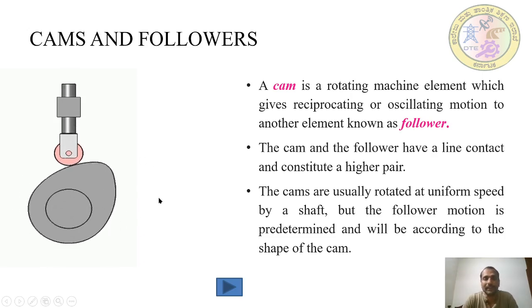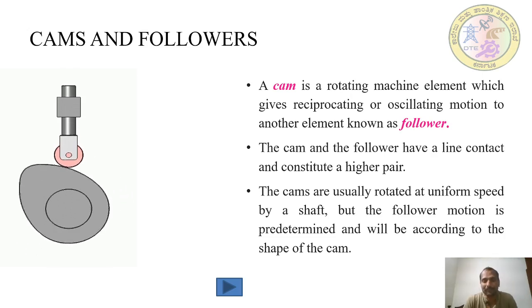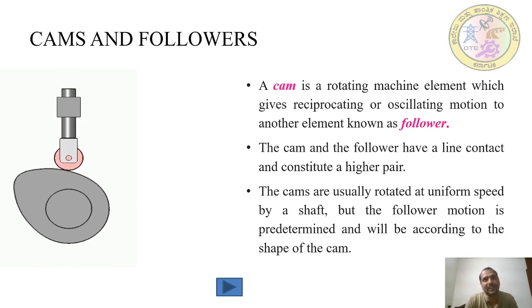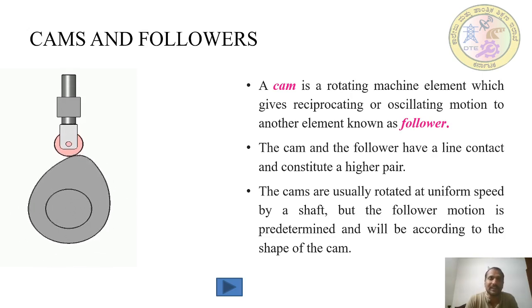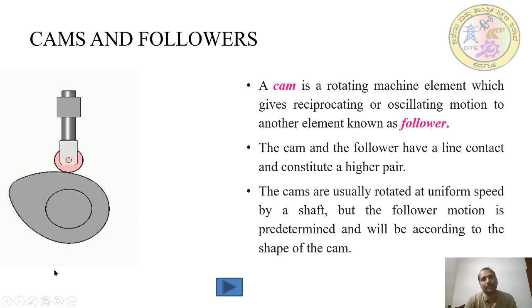Now, in the previous semester we have studied different motions. For example, uniform velocity motion, simple harmonic motion, uniform acceleration and retardation, and cycloidal motion. So a follower during its travel may move with uniform velocity, or with simple harmonic motion, or with uniform acceleration and retardation. The factor that decides which motion the follower travels with is the profile of the CAM, that is, the shape of the CAM.